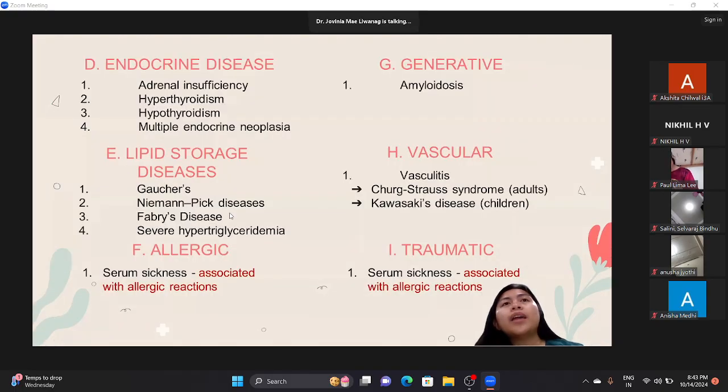Another cause is different diseases: lipid storage diseases, allergic conditions like serum sickness, vascular conditions like Kawasaki in children, and traumatic causes, like in serum sickness associated allergic reactions.